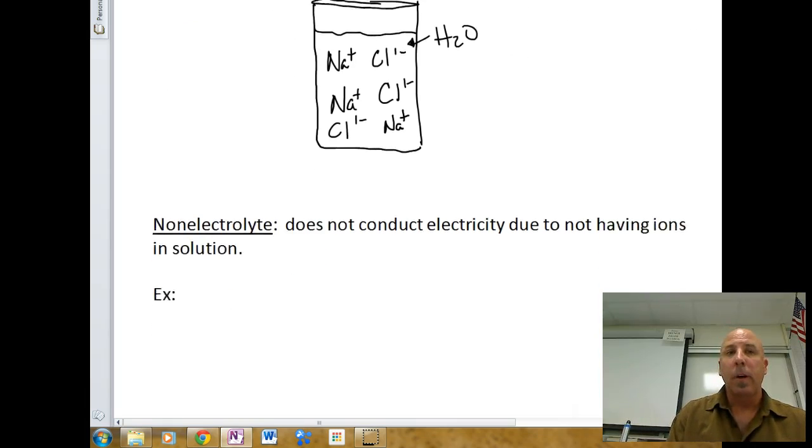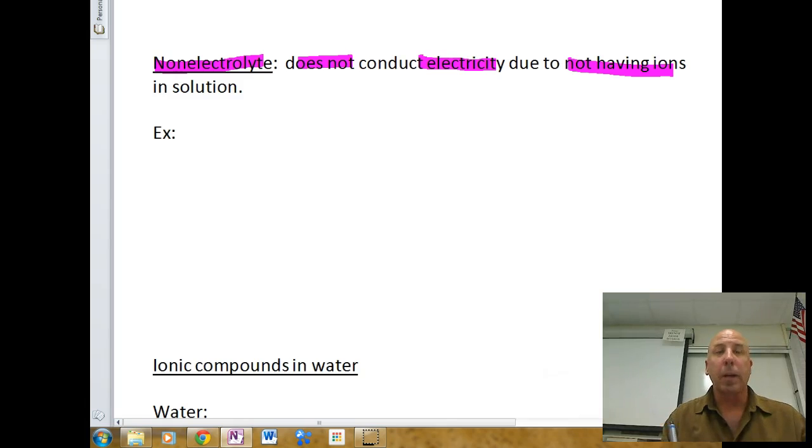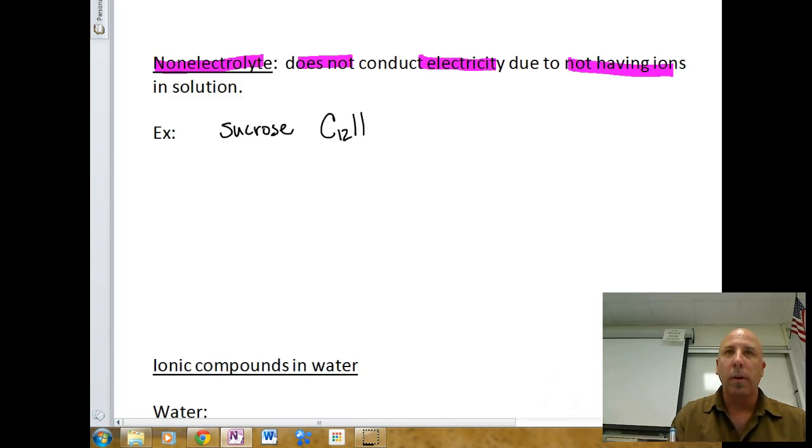Let's talk about what a non-electrolyte solution is. An electrolyte solution is something that conducts electricity. Obviously, a non-electrolyte solution is something that does not conduct electricity because it does not have ions. A great example of a non-electrolyte solution is molecular compounds. A good example of a molecular compound is sucrose, and sucrose has the formula C12H22O11.